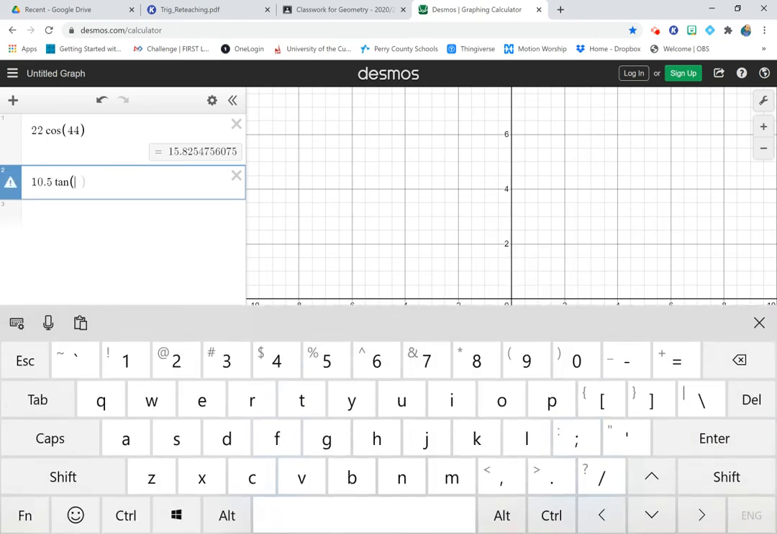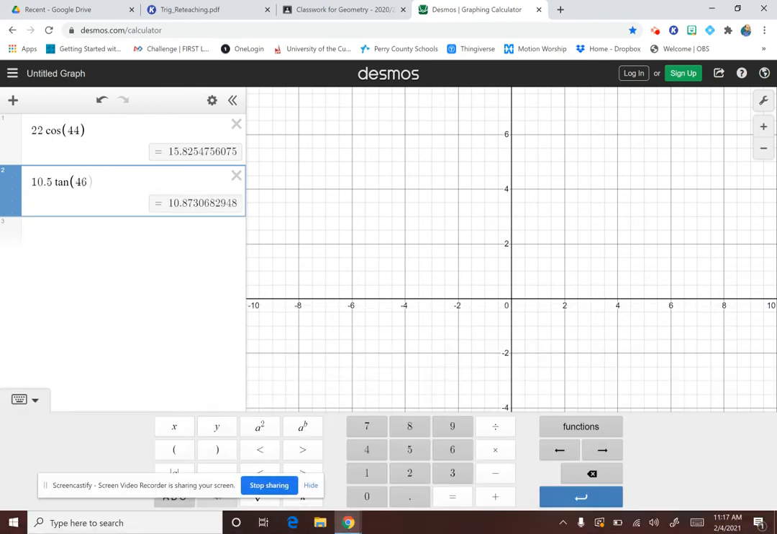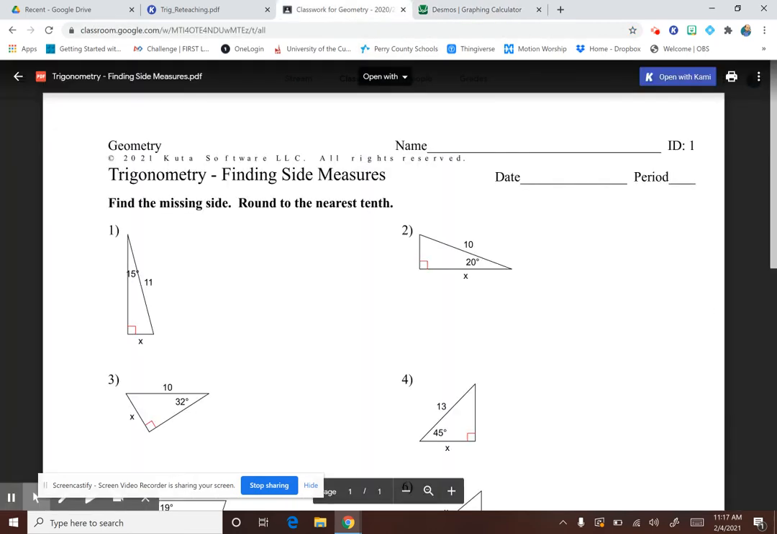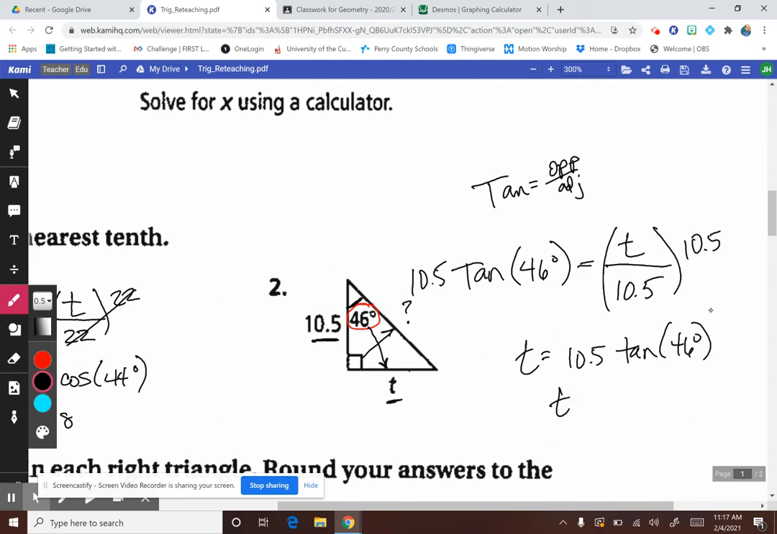So I have 10.5 tangent of 46 degrees. And because I already have my calculator in degrees mode, then I know that this is the correct answer. Again, this 7 would tell this 8 to go up. So if I'm rounding to the nearest tenth, my answer is going to be 10.9.